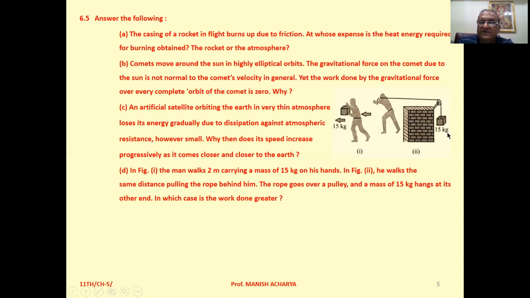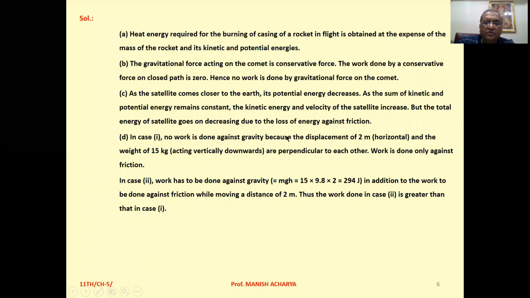m is 15, g is 9.8, and h we have to take as 2 meters, because when this man moves in this direction 2 meters, then the block will rise by 2 meters. Clear to all of you? So this explanation is given to you on this particular second page.